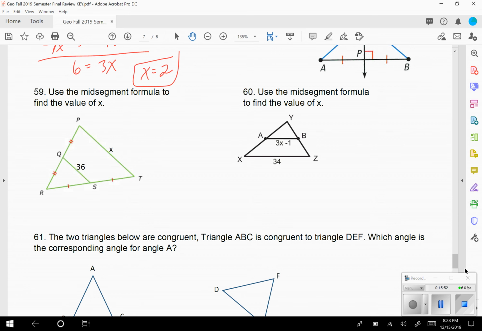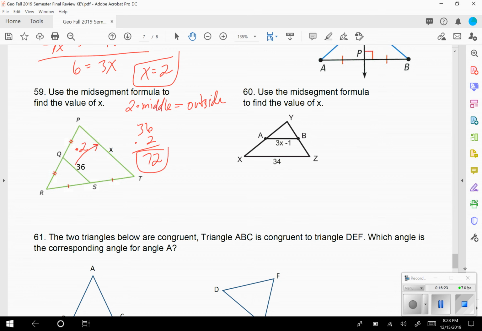All right, 59 and 60, you have to use the mid-segment formula. So remember, the mid-segment formula is that the middle, you have to do 2 times the middle, and it's equal to the outside part. So this 36, I have to do times 2. So 36 times 2 gives you 72, so that's x.